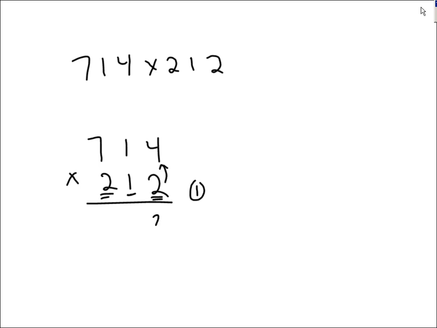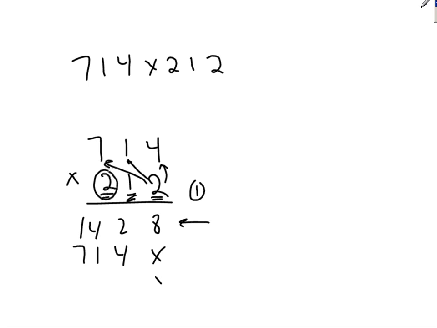2 times 4 is 8, 2 times 1 is 2, and 2 times 7 is 14. And then I know what 1 times 714 is. It's 714. And now I just learned what 2 times 714 is. It's right there. And then 2 spaces, and you write 1428. I only did one multiplication here.